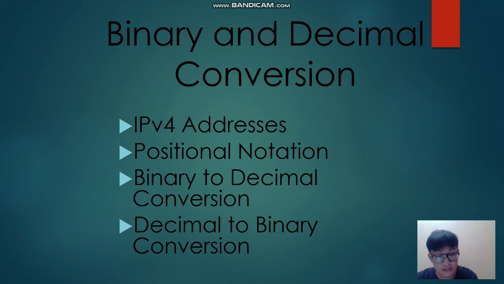So the next one is decimal to binary conversion. It is also necessary to understand how to convert a dotted decimal IP version 4 address to binary. A useful tool is the binary positional value table. The following illustrates how to use the table to convert decimal to binary.